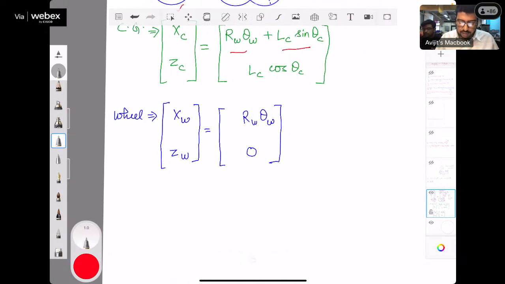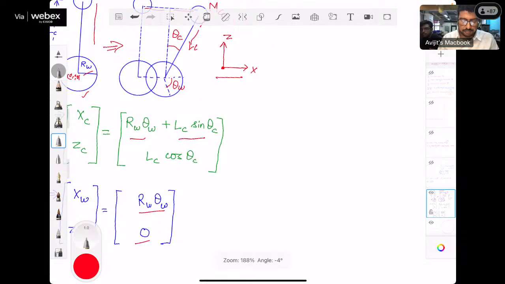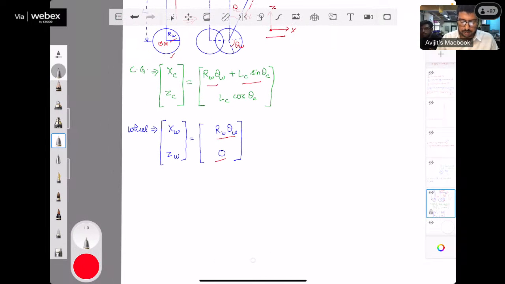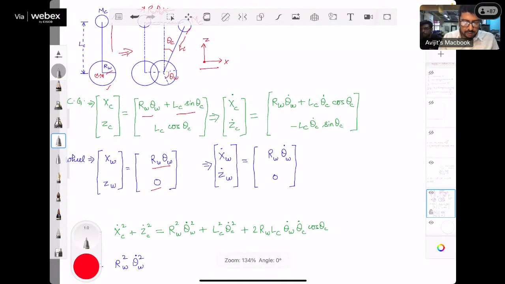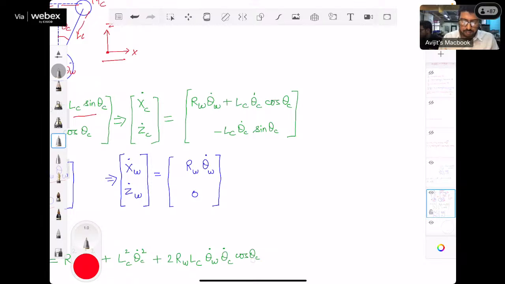Okay. So in this situation, when the bot moves, the wheel rotates by theta w, and the displacement of the wheel is r w theta w, and it's not moving in the z direction, because it's at the bottom of the system. Now we can further convert this displacement matrix into a velocity matrix by simply taking x c dot, z c dot, x w dot and z w dot, and we'll find these.